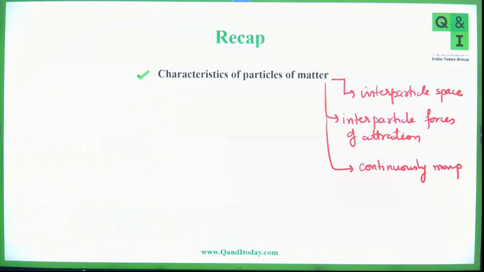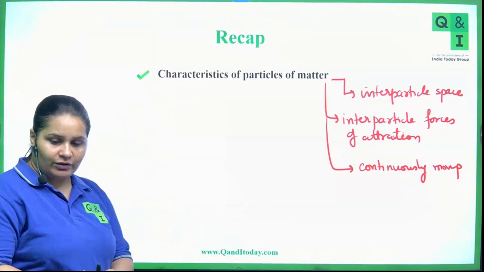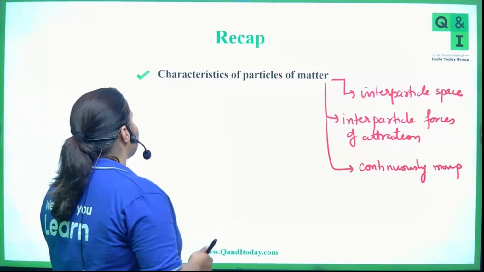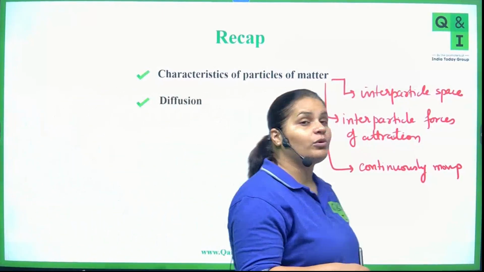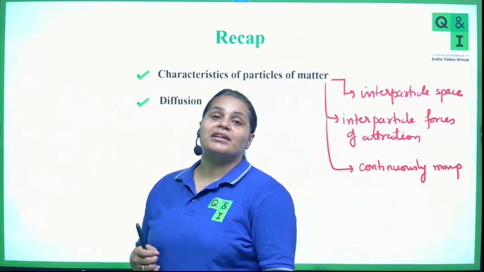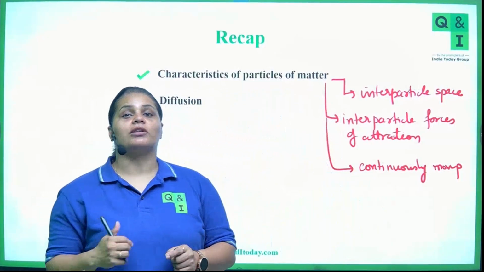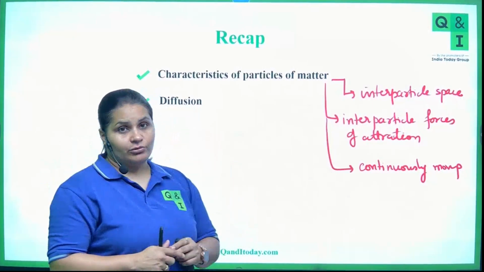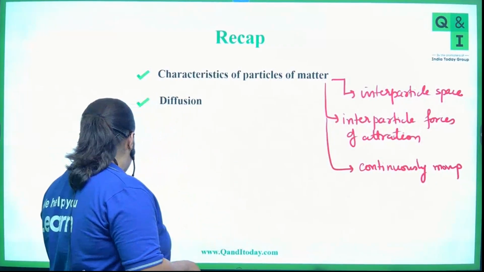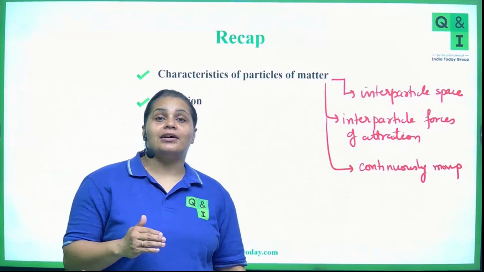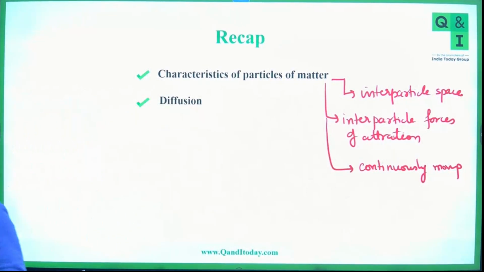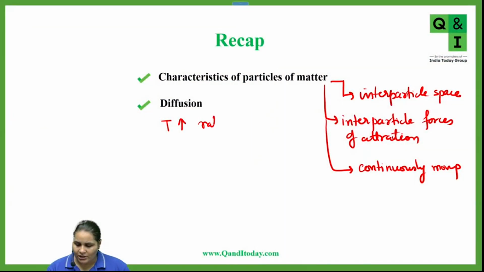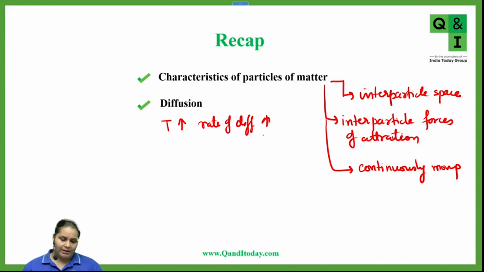Now coming to the next one. The next thing we discussed in the last session was about diffusion. What is diffusion? Intermixing of different particles on their own, right? So intermixing of particles on their own is called diffusion. In the case of diffusion, we saw that the rate of diffusion changes with temperature, isn't it? If we increase the temperature, the rate of diffusion increases. Why is it so? Because the kinetic energy of particles increases.